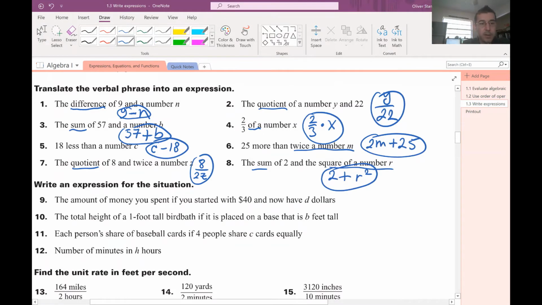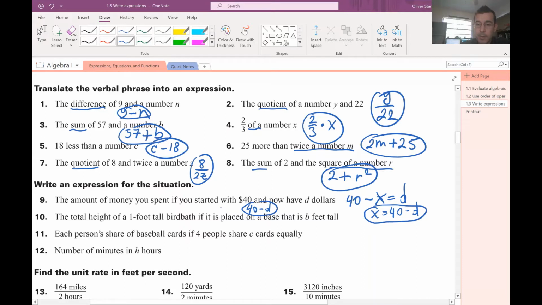Number 9, write an expression for the situation: the amount of money you spent if you started with $40 and now have $d. So you started off with $40 and then you spent some and now you have $d. What is x? So x is 40 minus d, right? So the expression is 40 minus d.